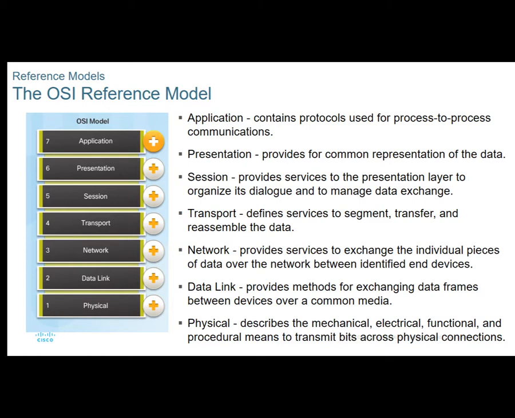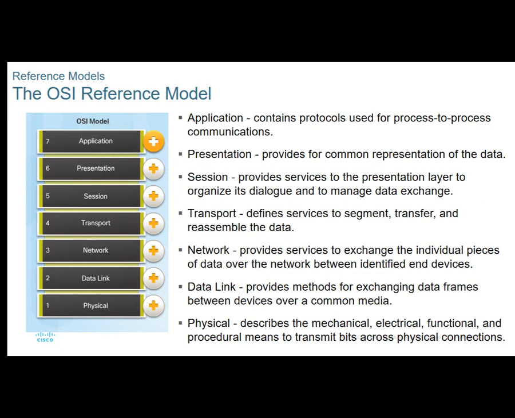So the OSI model has seven layers. The topmost is the application layer, which contains protocols used to process communications. In other words, the programs that are running on your computer. Presentation provides the common representation of the data. Session provides services for the presentation layer to organize its dialogue and manage data exchange. Transport defines services to segment, transfer, and reassemble the data. So it transfers it and reassembles it.